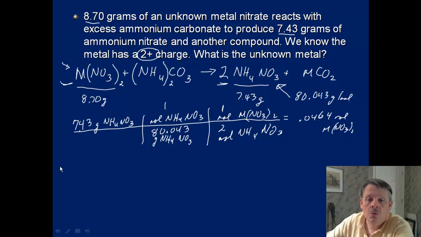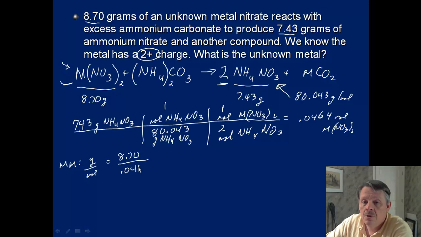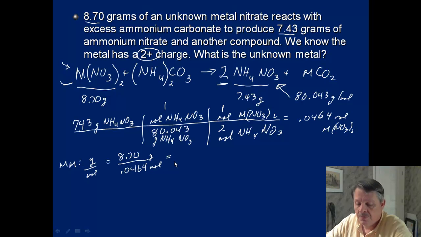All right. What we do now is we come up with our molar mass, and our molar mass is grams per mole. And we know that we have 8.70 grams of our metal nitrate, and we have 0.0464 moles of our metal nitrate. So if we divide those two things, we come up with 187.5 grams. Well, now we're pretty close.